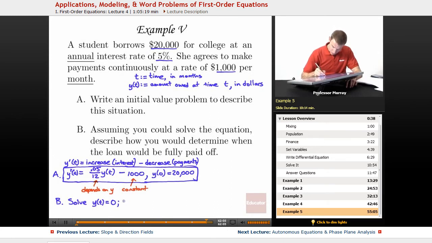And for a little more explanation here, the answer for t is the number of months, remember t was measured in months, to completely pay off the loan.